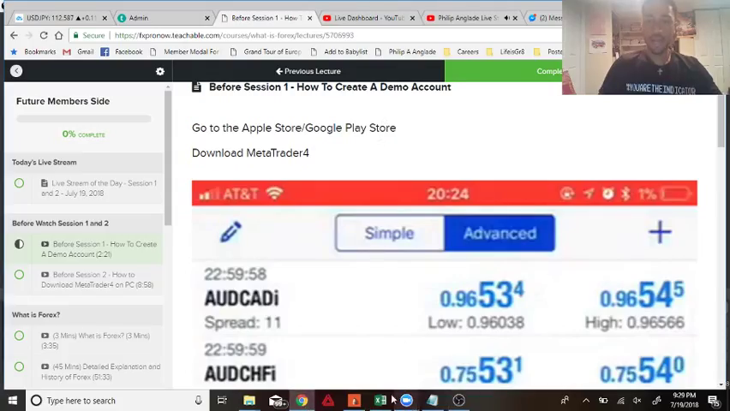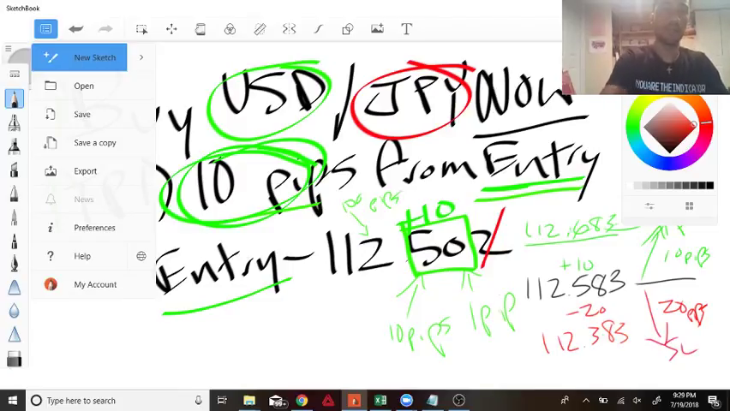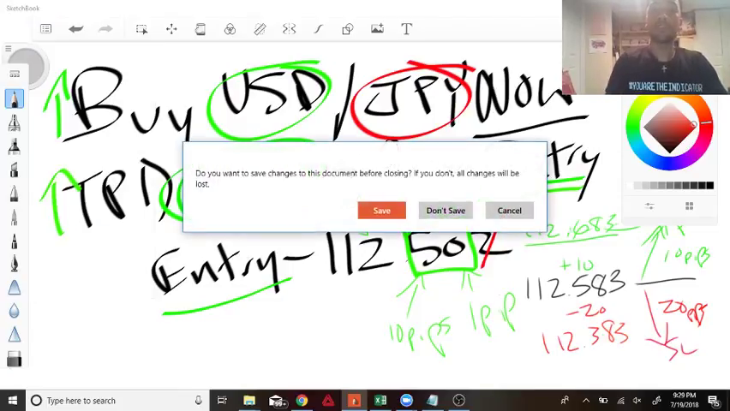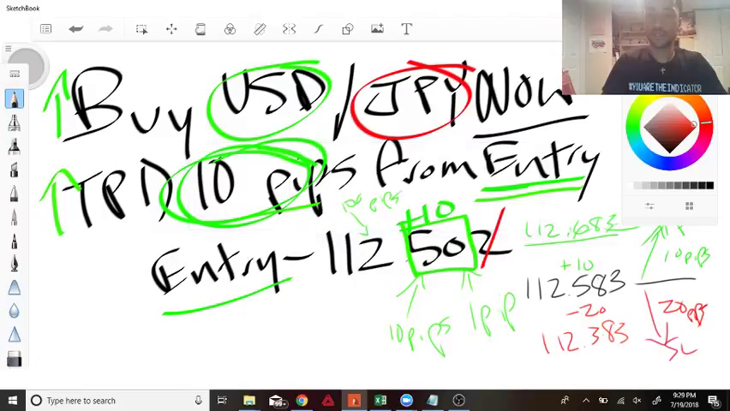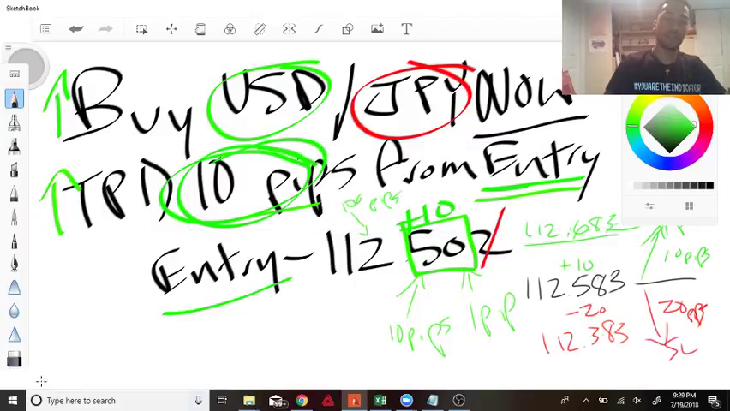So you now know how to buy when it comes to the Forex market. Now, let's do it for a sell. If anything, you can go ahead and take a picture of the screen so you can remember this for the future.